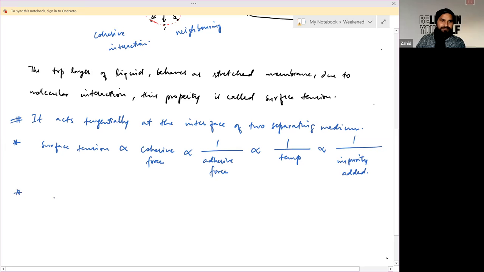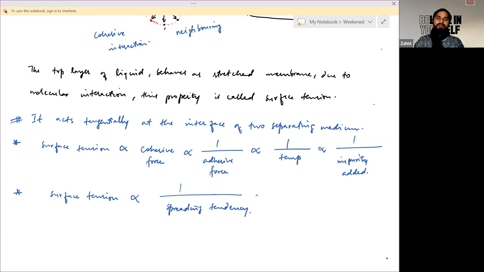It also defines the spreading tendency of a liquid. So surface tension is inversely proportional to the spreading tendency of that particular liquid over that particular surface. It means the smaller the value of surface tension, the more spreading tendency it will have over that surface. Is it clear?